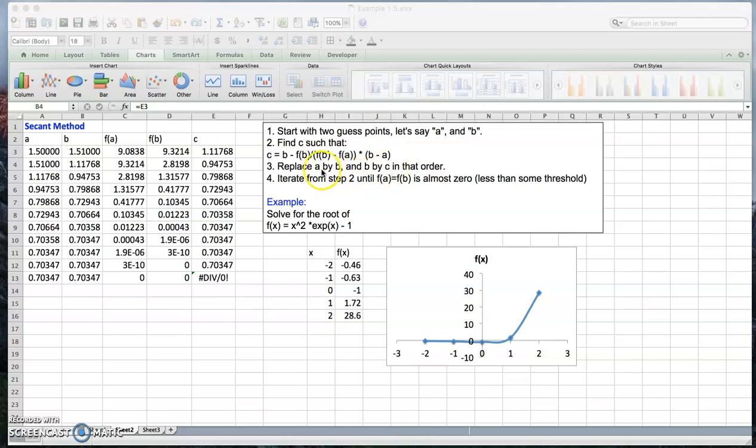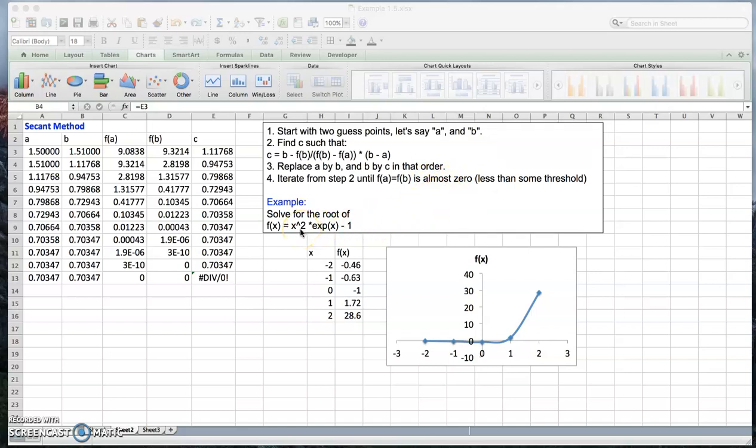And then the last step is we iterate from step 2 again, constructing the updated c using this formula, and then iterate over these two steps until f(a) and f(b) become equal and almost equal to 0. In that case, we have to stop. Okay, let's see how we can do this for this example.